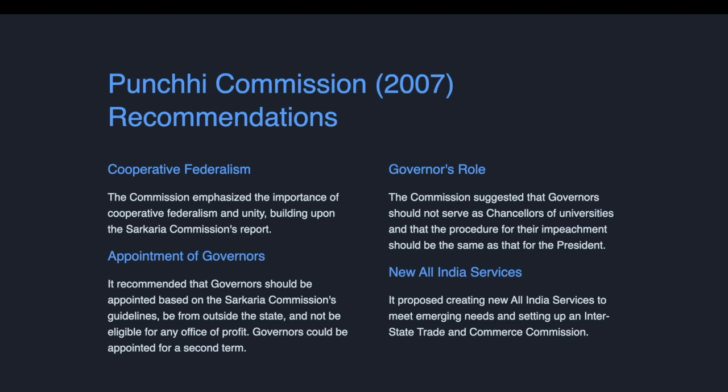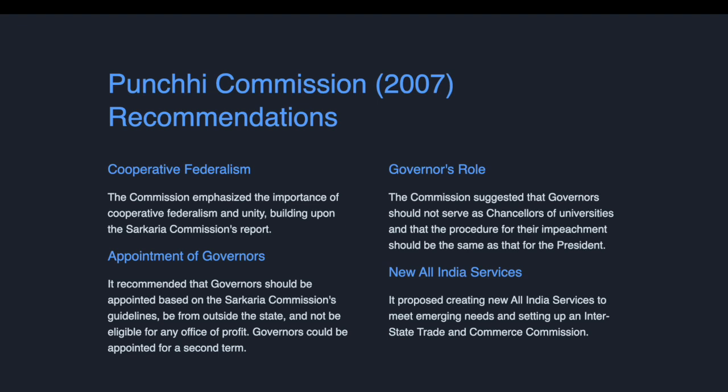The next important committee was Punchhi Commission, which was established in 2007. It gave certain recommendations. The commission emphasized the importance of cooperative federalism and unity, building upon the Sarkaria Commission report. Second, the commission suggested that the governors should not serve as chancellors of university, and that the procedure for their impeachment should be same as that of the president.